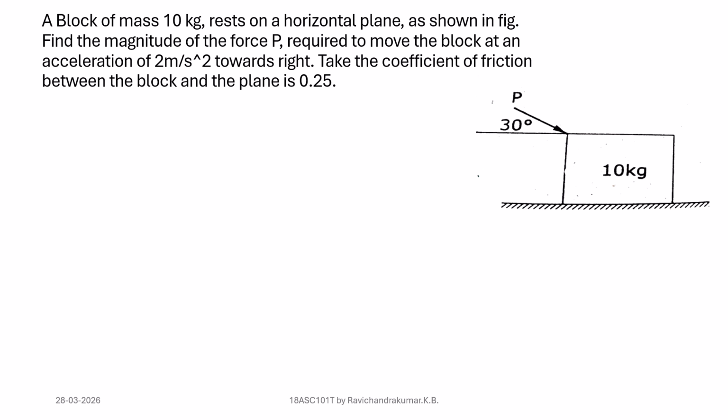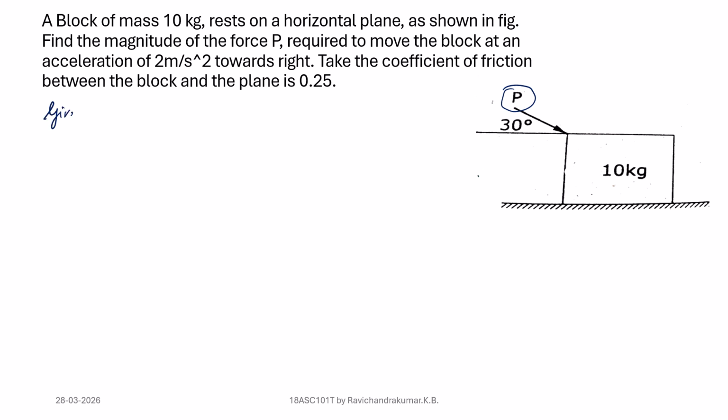So in this case, we have P, which has been given as the force applied on the block, which has a mass of 10 kg. P is being applied at a 30-degree incline with the horizontal reference. Now we need to find out what P has to be when the acceleration is 2 meters per second square.